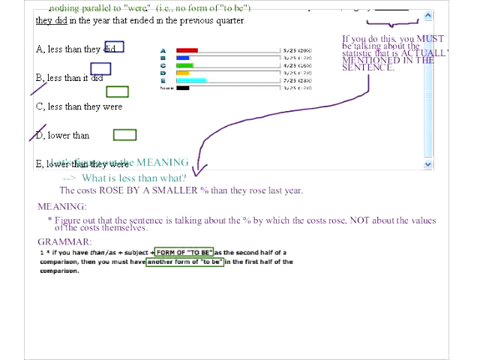You can figure it out using meaning, because you're talking about the wrong thing. We're not talking about what the costs were. But you can also figure it out using grammar. If you say "less than they were," there has to be another form of to be. Over here, there isn't one. Smiley face if that makes sense.